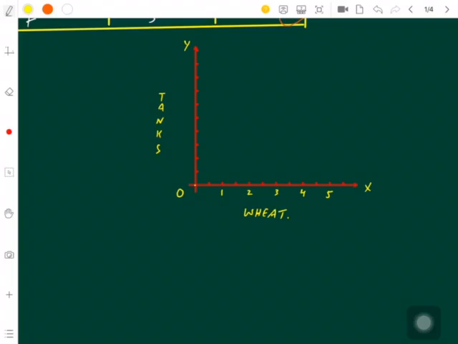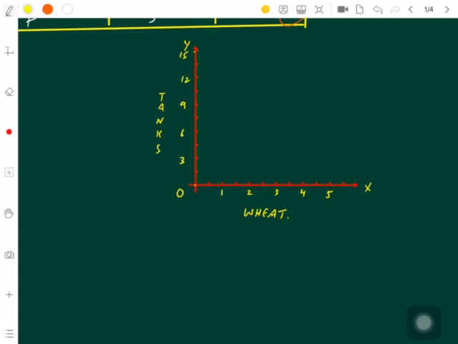From the tanks we have lowest 0, highest 15. So 0 is already here. 15, 3 5s are 15. We will take a scale of 3, 6, 9, 12, and it will come as 15 here. Fine. So now let us put some locuses or combinations in order to draw our curve.